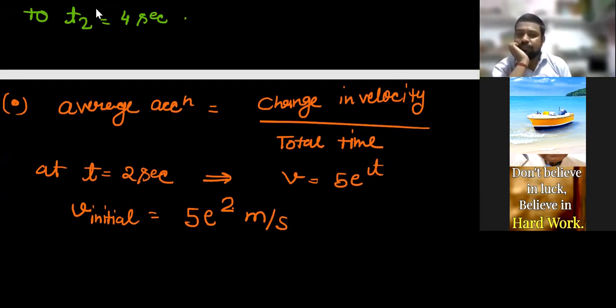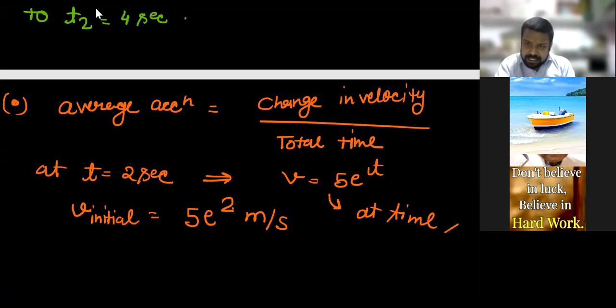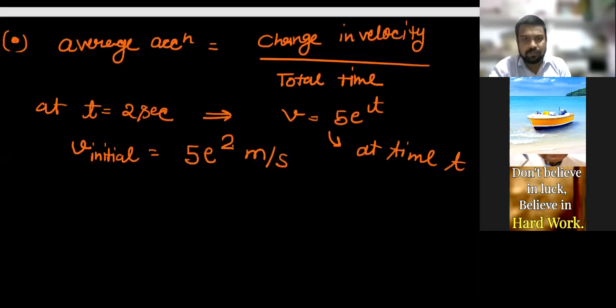How much instantaneous velocity is given to you? The instantaneous velocity in this one question is 5 e to the power t. That means this function gives the idea that at time t the velocity of the particle is 5 e to the power t. If time t is equal to 2 seconds, the velocity is what? 5 e square. 5 e to the power 2.